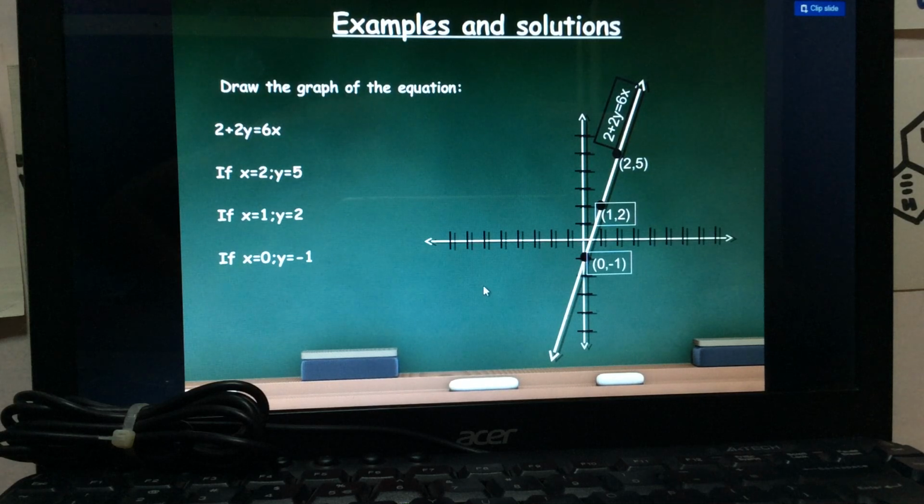Here is the graph of the equation 2 plus 2y equals 6x. As you can see, the y-axis and the x-axis, if x is equal to 2 and y equals 5, so they graph it according to the solutions of x and y.